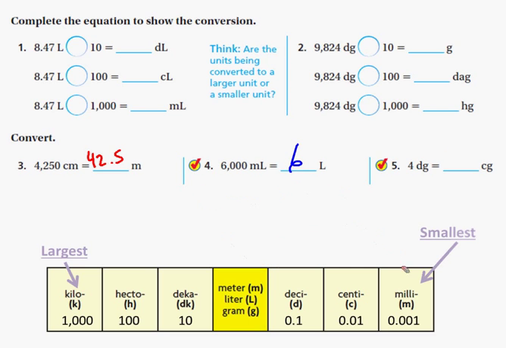And finally, I have 4 decigrams to centigrams. Okay, so I'm going from here to here. So this is large to small, so that's multiplying. So 4 times, and how many places am I moving over? I'm moving over only 1 place, so it'll be 1 zero after the 1. 4 times 10 is 40. So 4 decigrams is 40 centigrams.